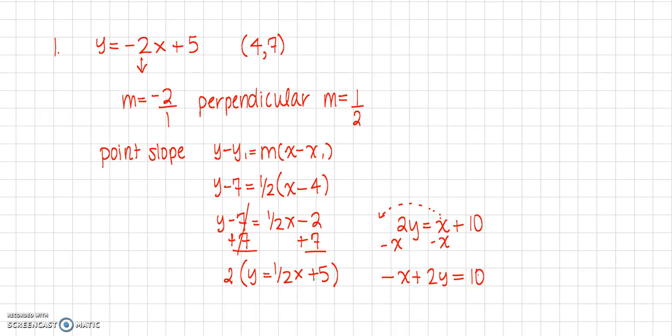And notice in the answers, none of the x's are negative. So I need to go through and change all of the signs. Technically, I'll be multiplying all the way across by negative 1, which, remember, multiplying an entire equation just changes the way it looks. So I have x minus 2y equals negative 10, which is answer E.